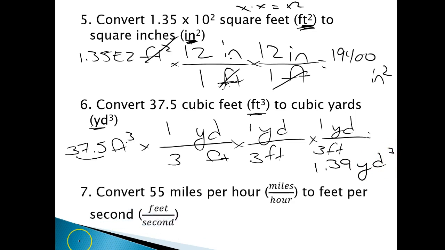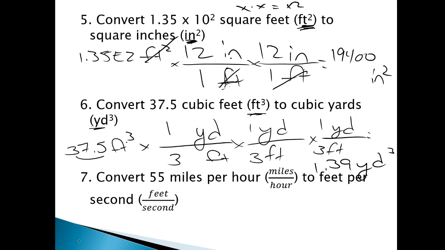Now this one's a little bit trickier. 55 miles per hour. So I'm going to write it this way. See how I wrote it this way for you? That usually makes your life a lot easier. Miles per hour. And I want to end up with feet per second. So I'm going to take them one at a time. Miles to feet. I'm going to ignore the seconds and the hours. I'm just absolutely going to ignore them, pretend they're not there.